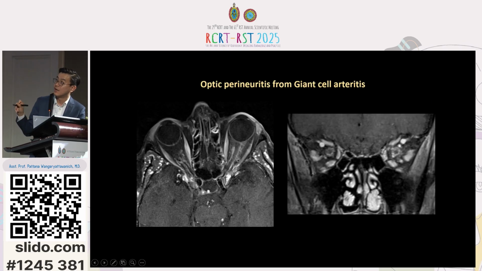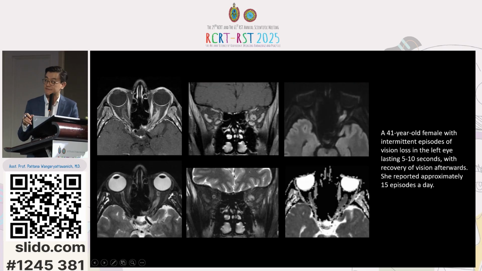Another example of optic perineuritis: this case is caused by giant cell arteritis. So you see inflammation, enhancement and thickening of the optic nerve sheath, but not inside the optic nerve. And this is the classic case of optic nerve meningioma. There's a mass that occurs along the optic nerve sheath and it causes compression on the optic nerve.